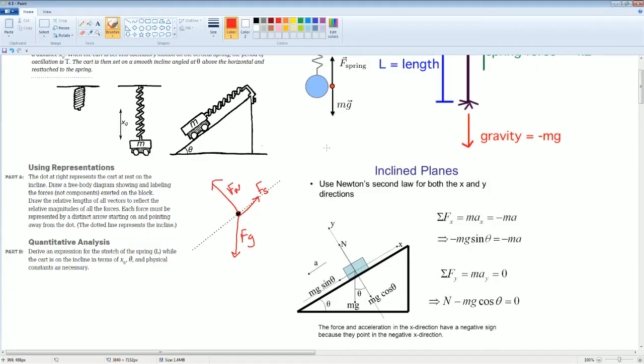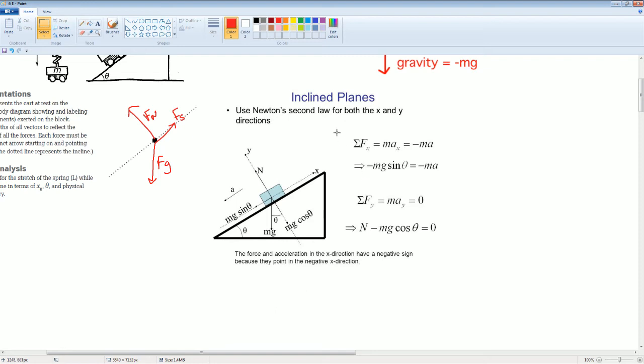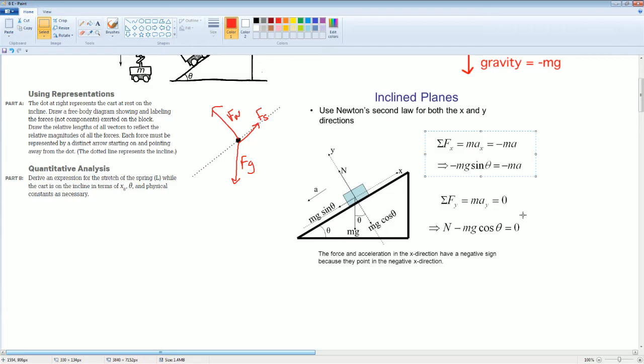Good. All right. So now you're going to derive an expression for the stretch of the spring L when the cart is on the incline, in terms of x naught, theta, and any physical constant. We know that right here, this should remind you of what you were supposed to do. The force in the x direction is defined by this, and this is how it looks when it's on the y. It's going to be the same way here.